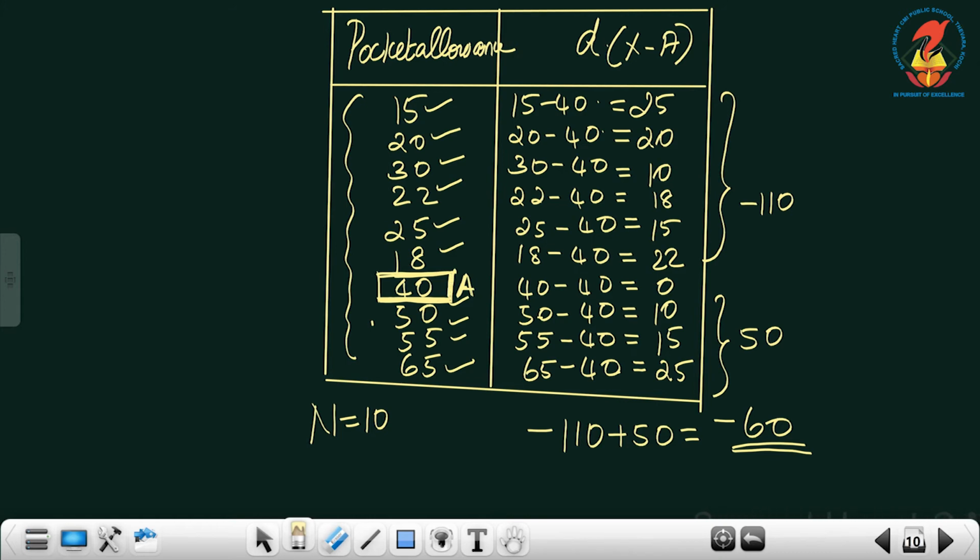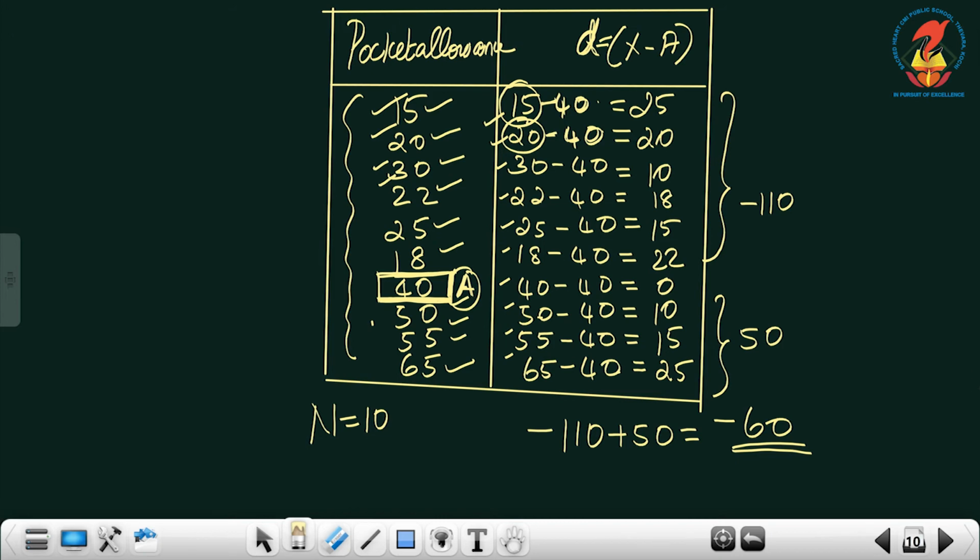Now, the next step is to find the deviation of all these x values from A. That is what I have written in the next column: d is equal to x minus A. What is the first x value? 15 minus the assumed mean, 40. Second x value, 20 minus the assumed mean value 40. Likewise, all the x values should be deviated from the assumed mean.